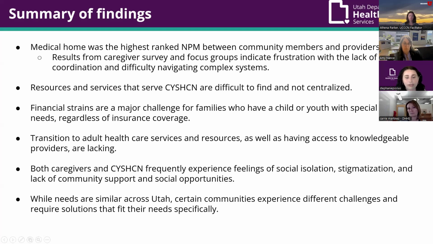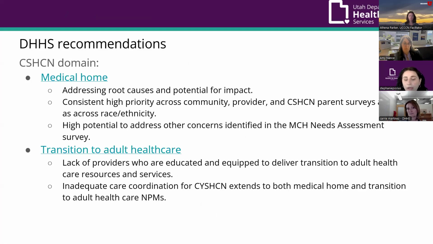So given these results, DHHS recommends that medical home and transition to adult health care are the SHIN national performance measures to be focused on for the next 5 years. With a comprehensive and health equity lens, we can also address other top concerns raised by SHIN community members. Again, medical home was the highest ranked national performance measure, and care coordination is the specific piece in there that we would like to try to focus on also going forward.